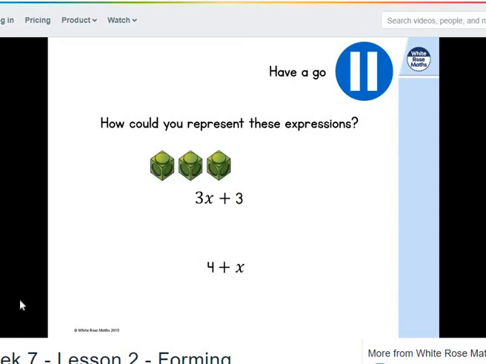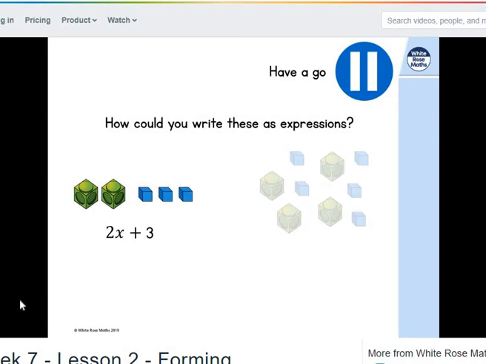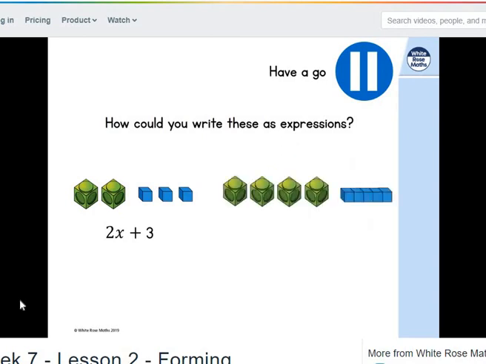So, our 3 x's and our 3 ones. And then for 4 plus x, we'd have 4 ones and an x. So then we've got the other way around this time. Could you write these as expressions? Pause the video, have a think for yourself first. Let's have a look then. So this is 2x plus 3. Now on the right, they're a bit jumbled up. So maybe you visualised arranging them to see we've got 4 x's and 5 ones. 4x plus 5.